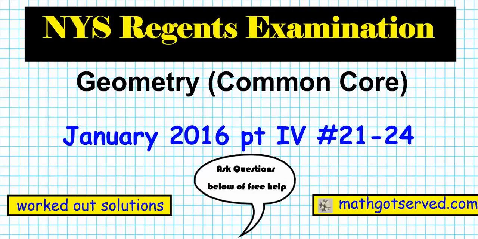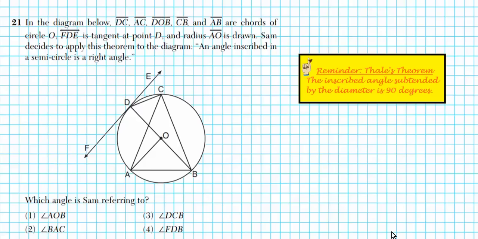In this clip, we're going to be going over problems 21 to 24 of the January 2016 Geometry Common Core New York Regents exam. All right, number 21 reads: in the diagram below, segments DC, AC, DOB, CB, and AB are chords of circle O. Line FDE is a tangent at the point D, and radius AO is drawn.